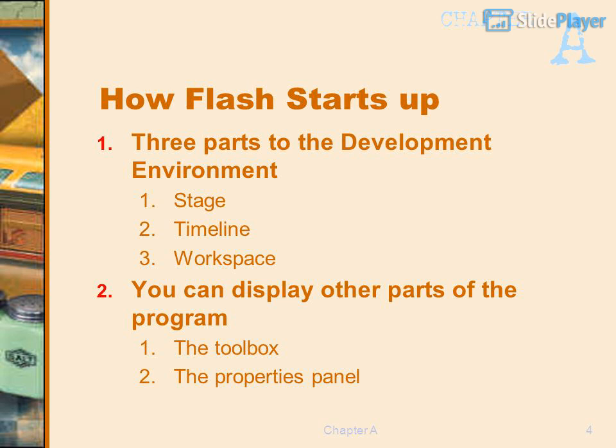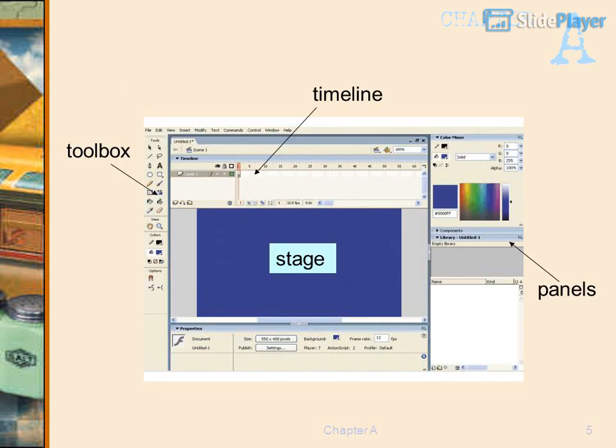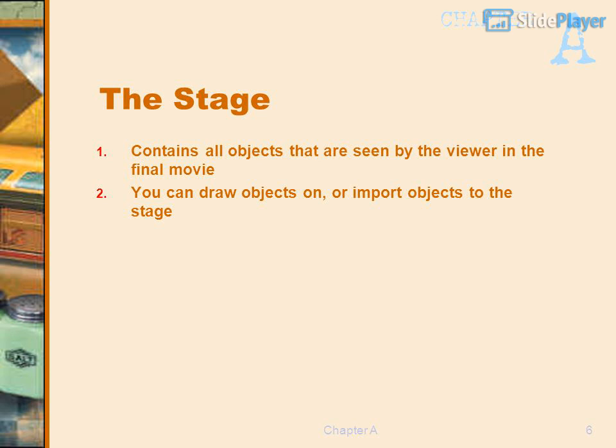Stage, timeline, workspace. You can display other parts of the program: the toolbox, the properties panel, and other panels. The stage contains all objects that are seen by the viewer in the final movie. You can draw objects on, or import objects to the stage.